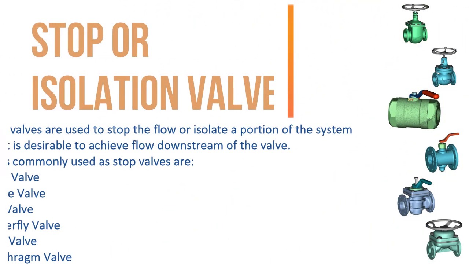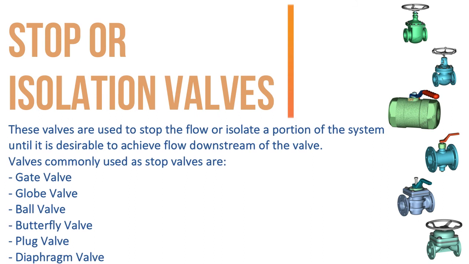Stop or isolation valves. These valves are used to stop the flow or isolate a portion of the system until it is desirable to achieve the flow downstream of the valve. Valves commonly used as stop valves are listed below: gate valves, globe valves, ball valves, butterfly valves, plug valves, diaphragm valves.